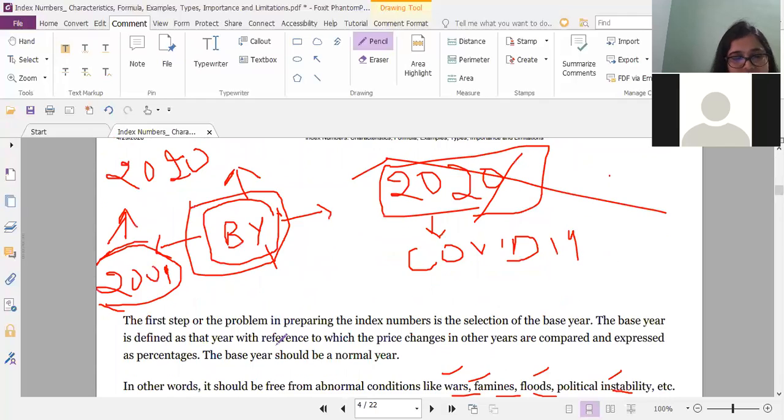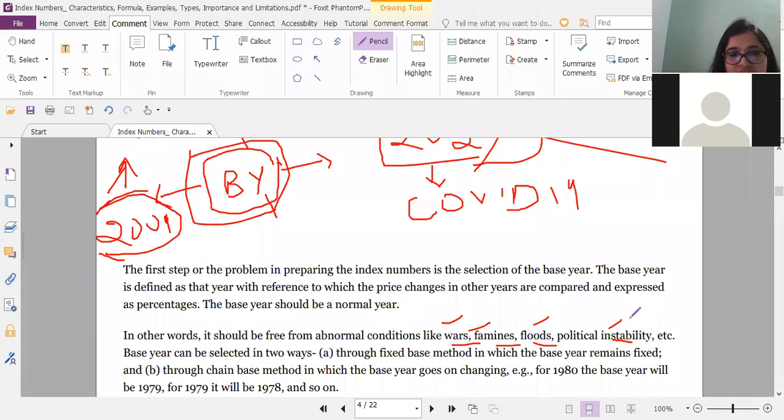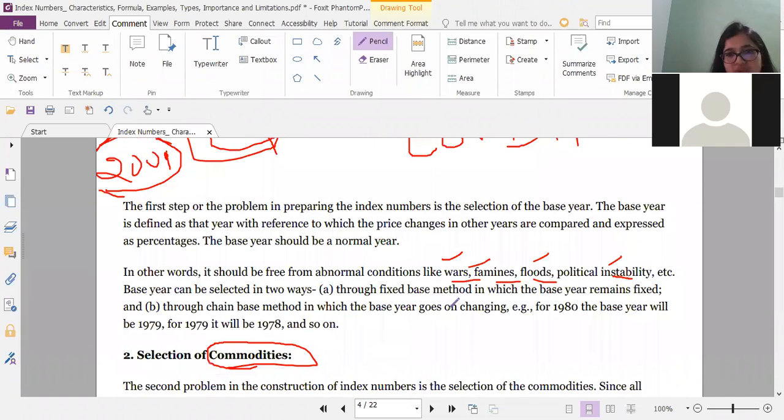Okay, we'll just have a glance over this. The first step or the problem in preparing the index number is the selection of base year. The base year is defined as that year with reference to which the price changes in other years are compared and expressed as percentage. The base year should be a normal year, right? These things you should remember, that it should be a normal year, and the base year is defined as that year with reference to which the price changes in other years, as compared years, are compared and expressed as percentages, right?